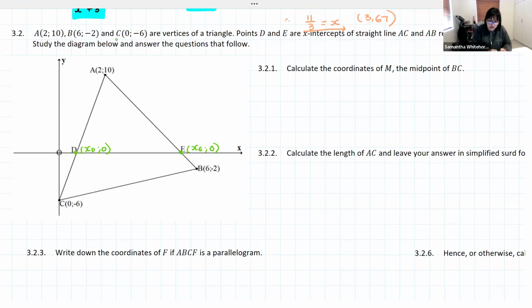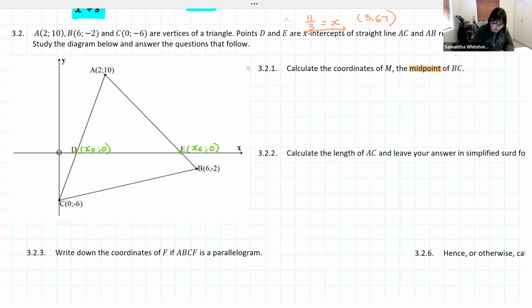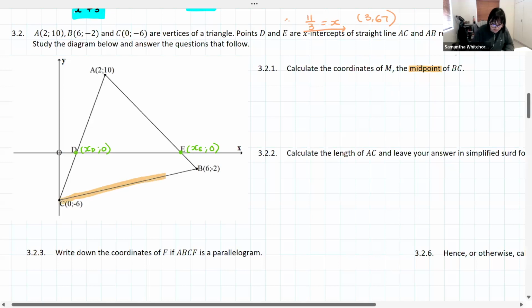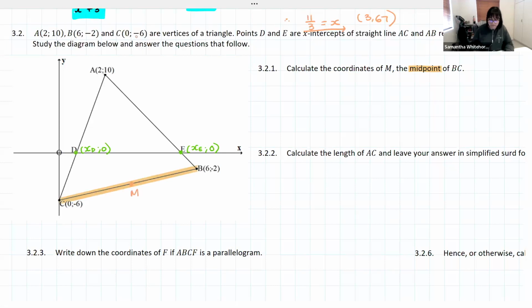Right, so the first question says, calculate the coordinates of M, the midpoint of BC. So I'm telling you exactly what it is. I'm telling you exactly what to do. There's no question about it. You don't have to concern yourself about, oh, what do I need to do? I've told you it's the midpoint. That's what I want. Right, so M, okay, it's not on here. It doesn't really matter. Here's the line BC. We're looking for its midpoint. So somewhere in the middle, we have got coordinate M.